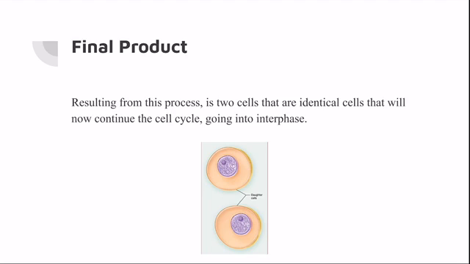Final product. Resulting from this process is two cells that are identical that will now continue the cell cycle going into interphase.